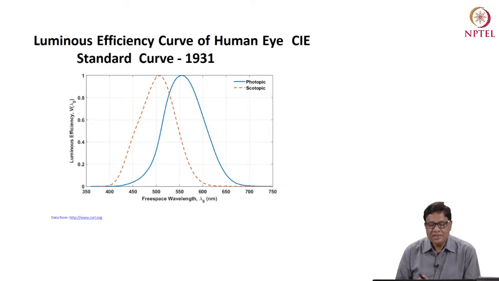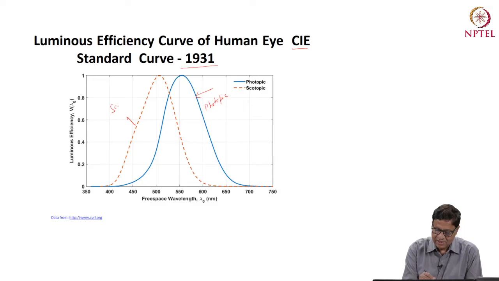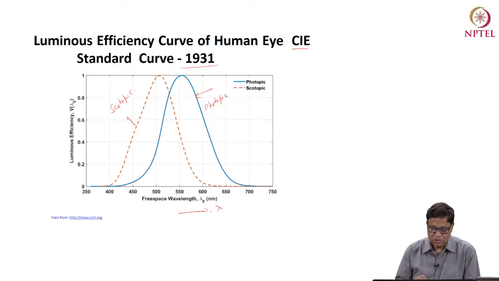If you see the eye sensitivity of human beings, as per the CIE 1931 standard, it has different luminous efficiency for photopic and scotopic vision. The blue line here is photopic, and the red line is scotopic. On this axis you have the wavelength. So the eye experiences different sensitivity for the photopic and scotopic regions.